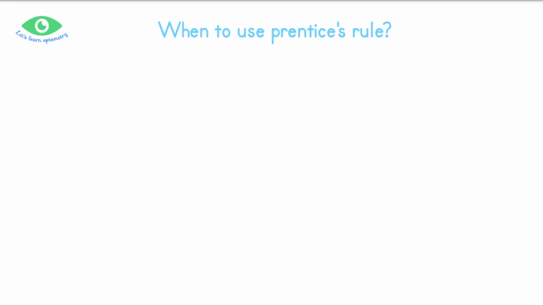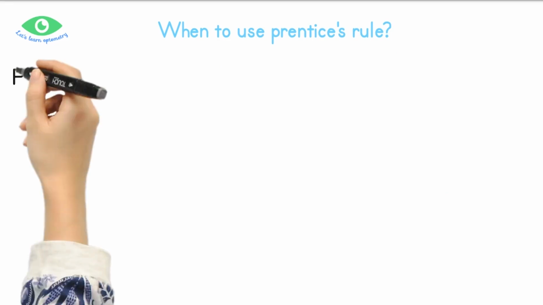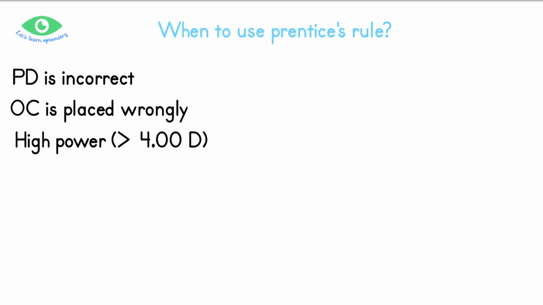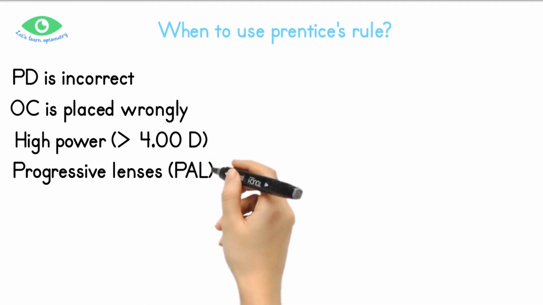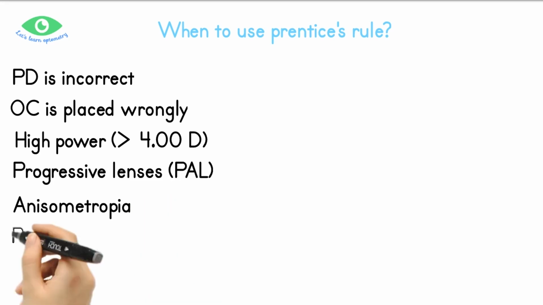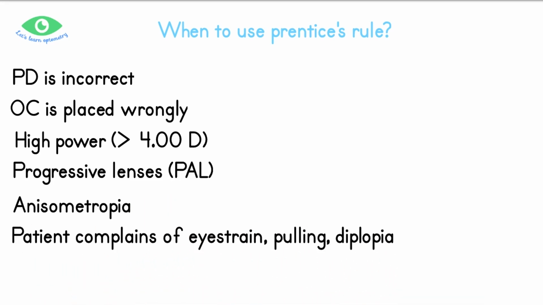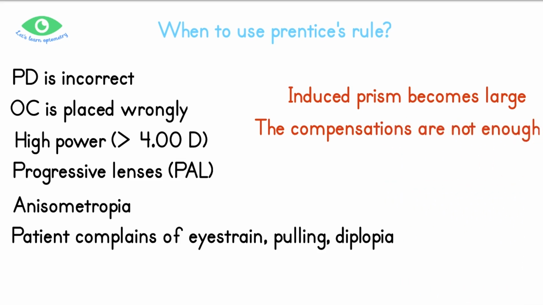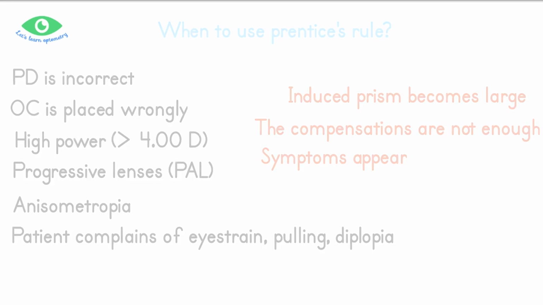So when do we need the Prentice rule? Use Prentice rule when the PD is incorrect, the optic center is placed wrongly, in higher powers more than plus or minus 4 diopters, in progressive lenses, in anisometropia, when the patient complains of eye strain, pulling sensation or diplopia. In these cases, induced prism becomes larger, the compensations are not enough and the symptoms start to appear. Then we can use Prentice's rule to help calculate the unwanted prism and fix the problem.